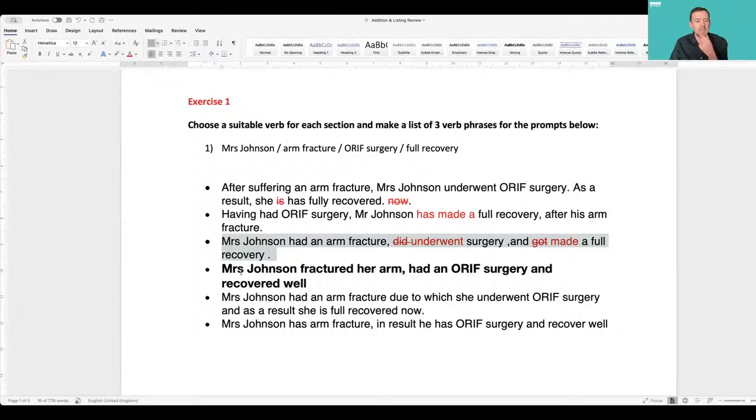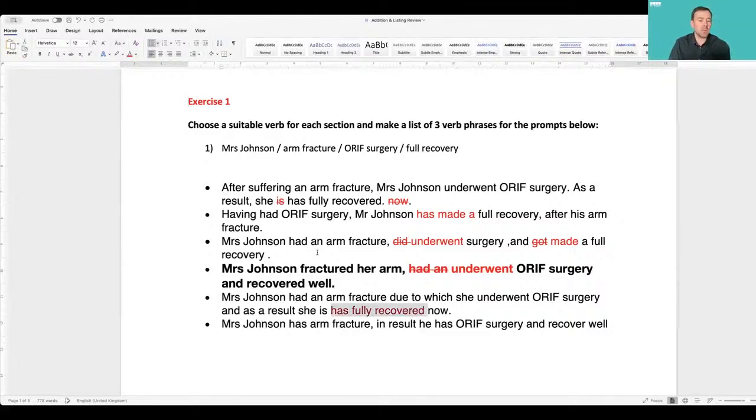Okay. Mrs. Johnson fractured her arm, had, and again, I put underwent, and surgery is uncountable. Okay. Underwent is what you'd say. Let's take that. Underwent surgery and recovered well. I like it. That tells a good story in the right order. Okay. Mrs. Johnson had an arm fracture, due to which she underwent surgery, and as a result, she is fully recovered now. Okay, so she has fully recovered now.